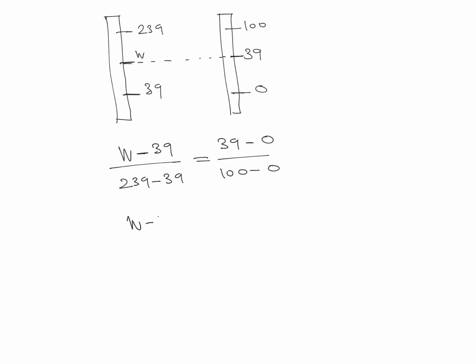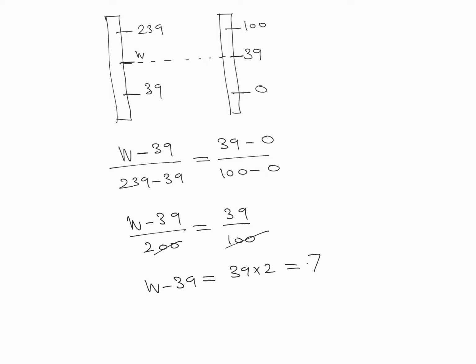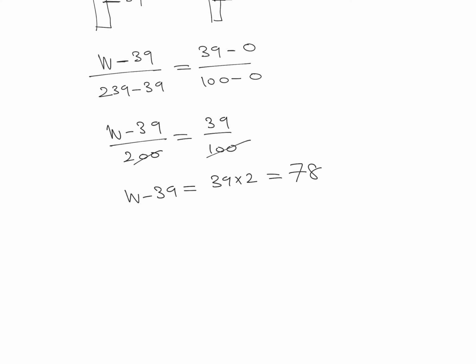So we can write (W minus 39) divided by 200 equals 39 divided by 100, so this one gets cancelled. So we can write W minus 39 equals 39 into 2, which is equal to 78. So the value of W is equal to 78 plus 39, which is equal to 117.